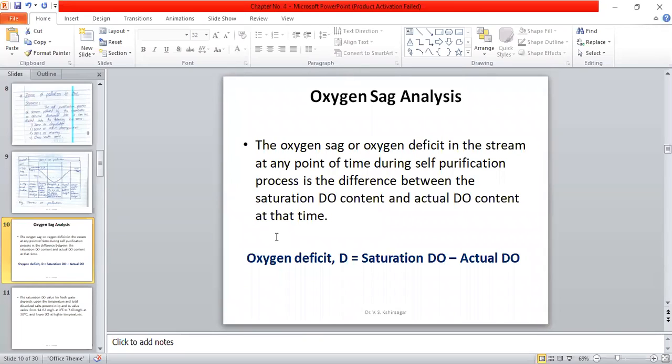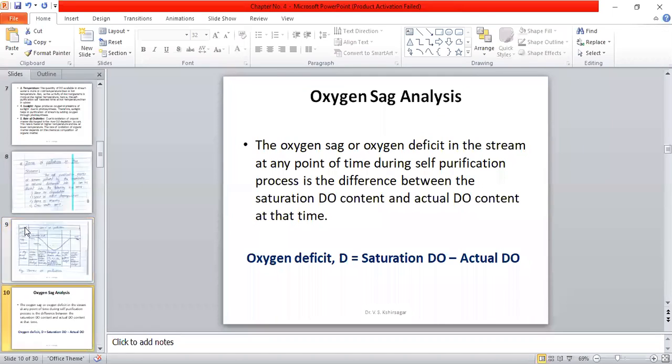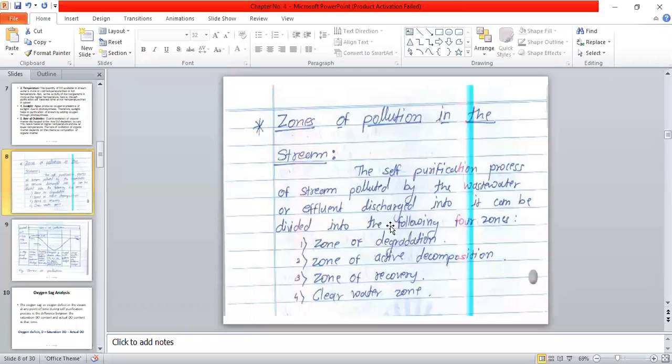Yes, ma'am. Let me know what we should go do. Whether I should dictate the point what I have. Let us write. Okay, good. Aditya Mahajan is asking to give us a writing. Okay, write down. Zones of pollution in the stream. You might have written this slide.